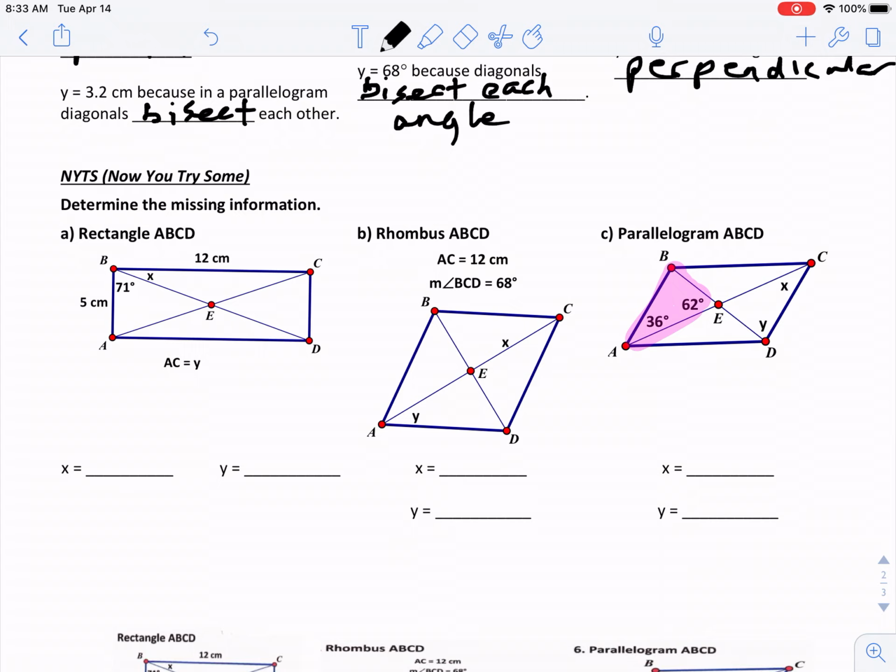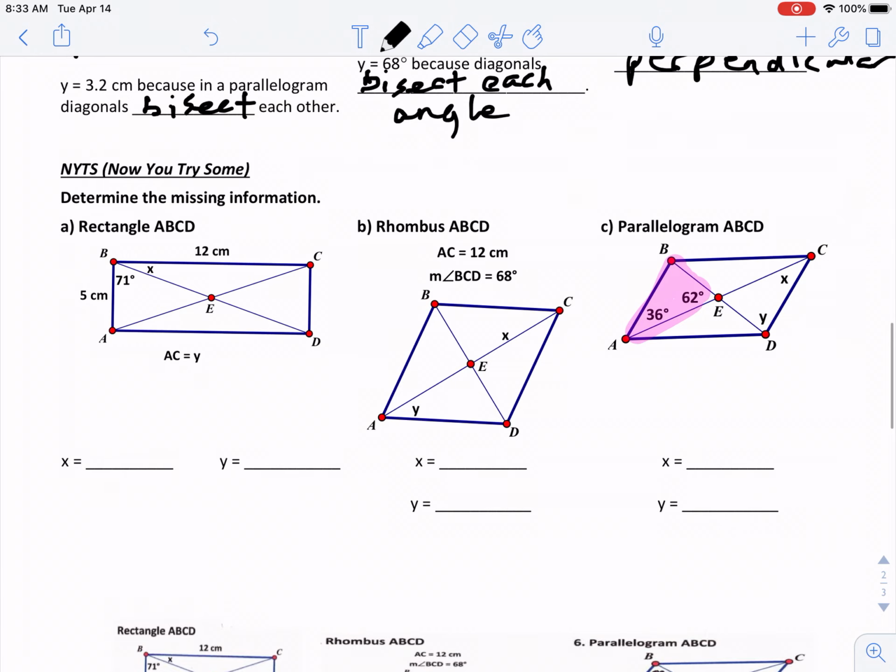For the rectangle, just remember that each angle is 90 degrees. So this is 90. 71 plus x has to be 90. And this right here says A to C is y, that line right there. So we get this little shape right here to find it. Notice that's a right triangle, so we're going to probably use either trig or the Pythagorean theorem. We'll look at that in a second. But first, to find x, we know x plus 71 is 90. So I subtract 71. I get x is 19.